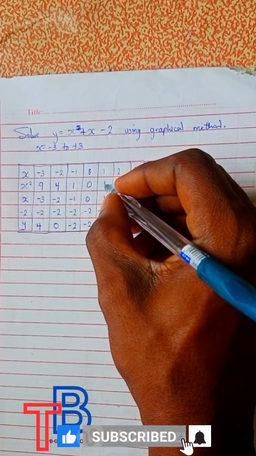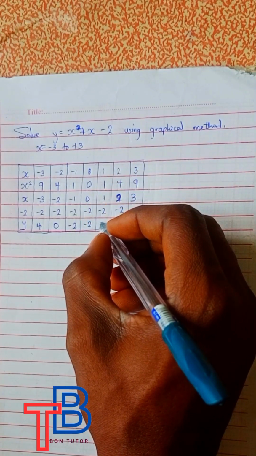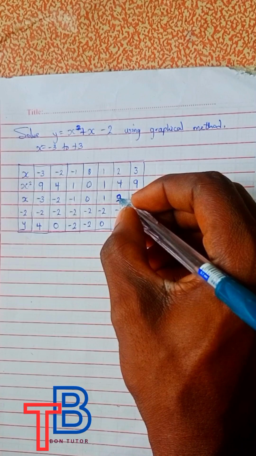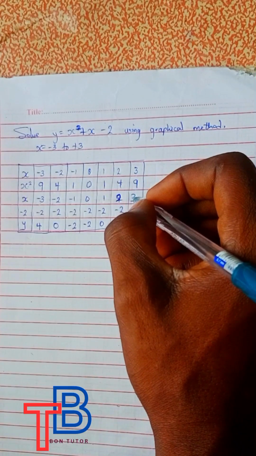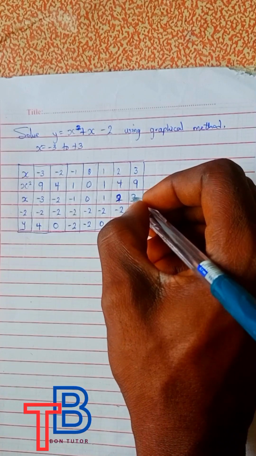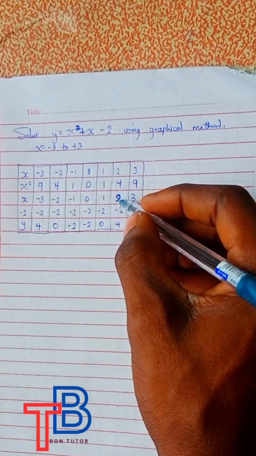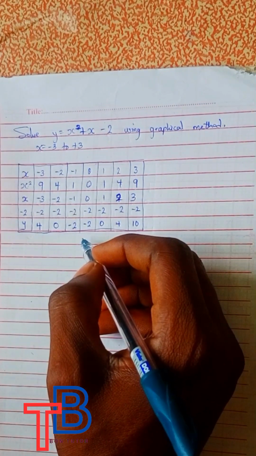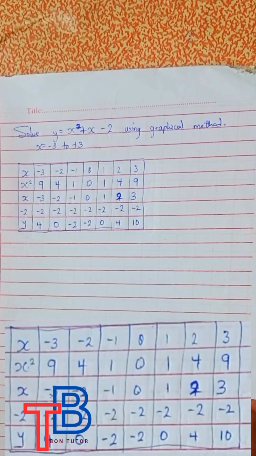You have here to be 1. 1 plus 1 gives you 2, and 2 minus 2 gives you 0. So you have here to be 4. 4 plus 2 will give you 6, and 6 minus 2 gives you 4. You have here to be 9 plus 3, sorry, 9 plus 3 to give you 12. 12 minus 2 to give you 10. This is 4 plus 2, which is 6. 6 minus 2 gives you 4. So the value of your y corresponding to the value of x is that when x is -3, your y is 4.